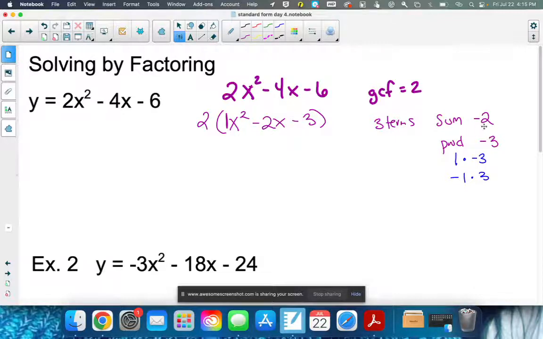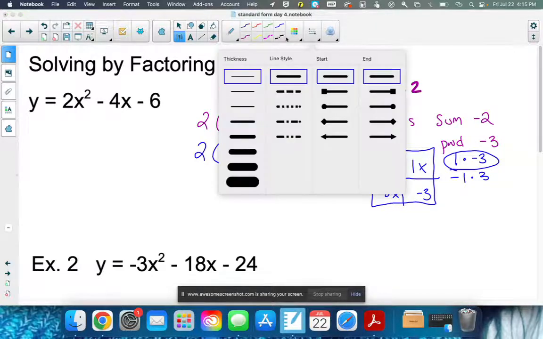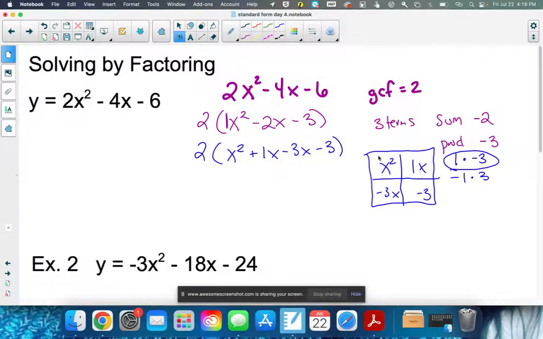The one that's going to work to get me a sum of negative 2 is the 1 and the negative 3. Remember, you're supposed to rewrite it out with all 4 terms. So plus 1x minus 3x minus 3. And then you're supposed to put those in the box so that we can figure out what multiplied to get you there. All right, so we have x squared, 1x, negative 3x, negative 3. Again, what multiplied to get you there? You're trying to figure out what your length and your width is.